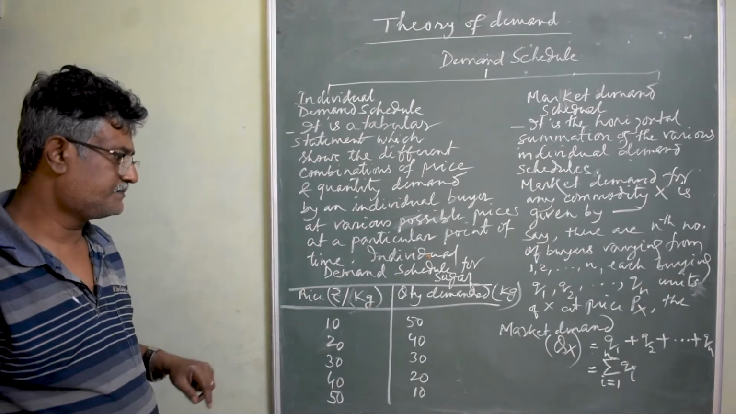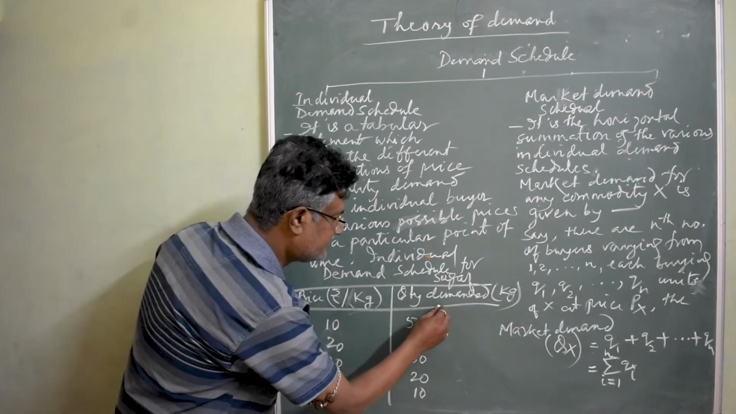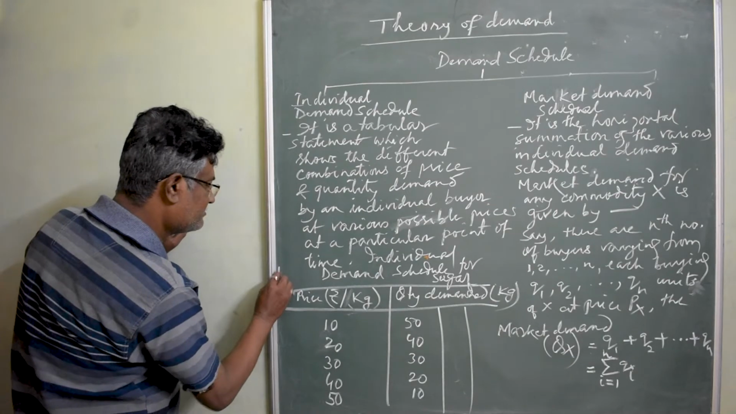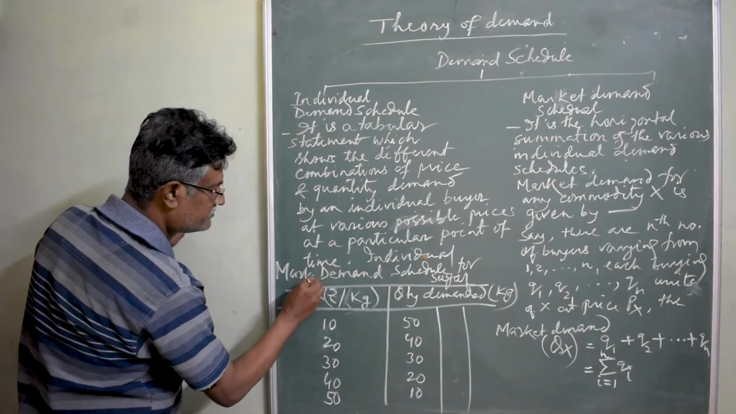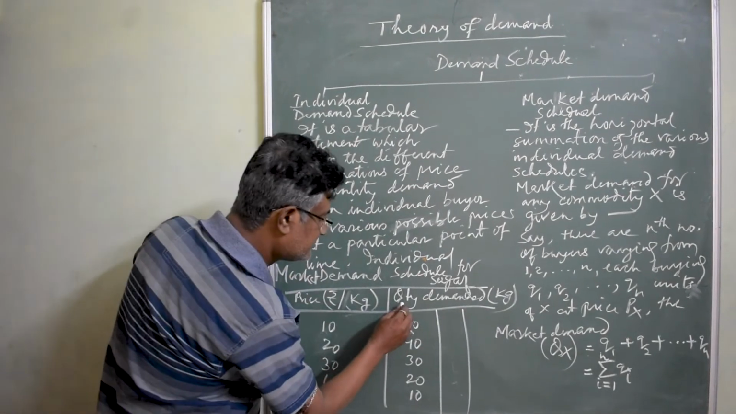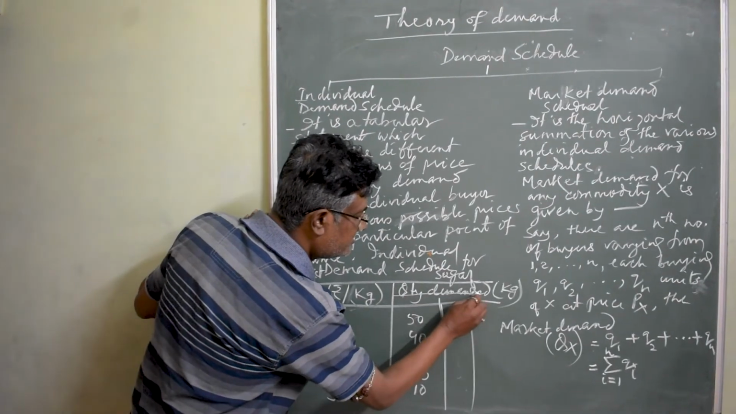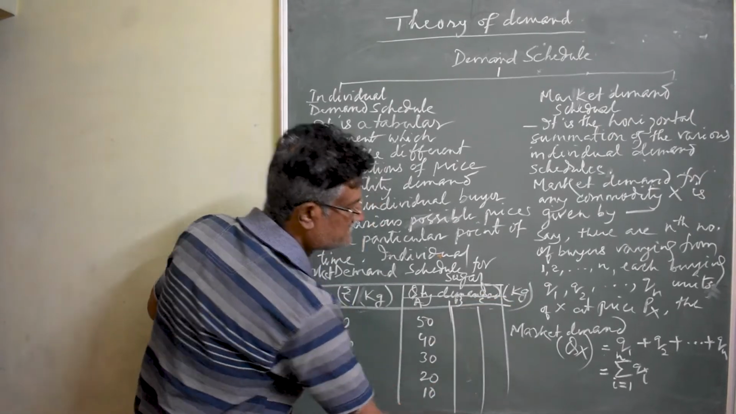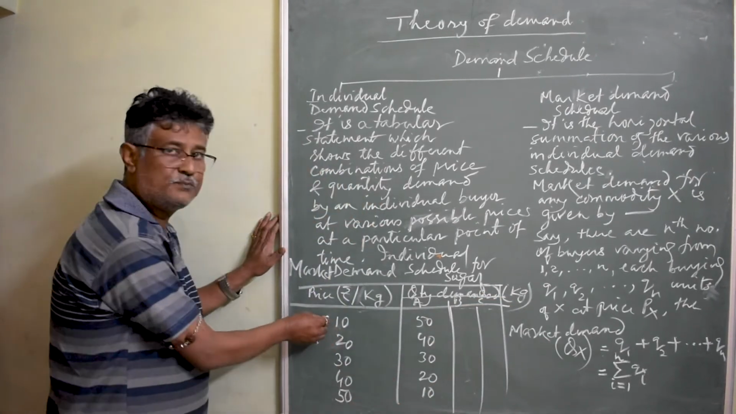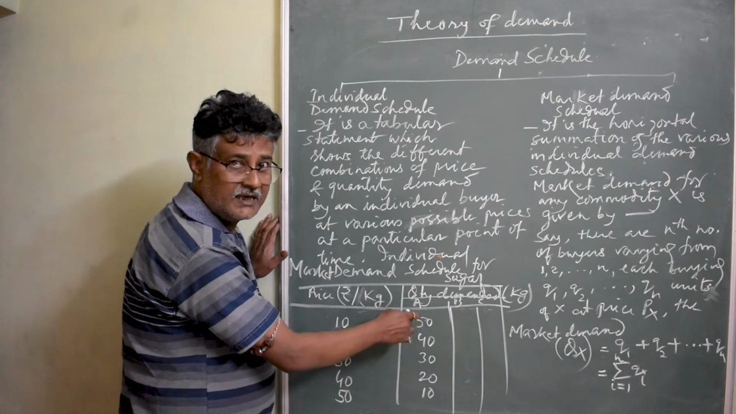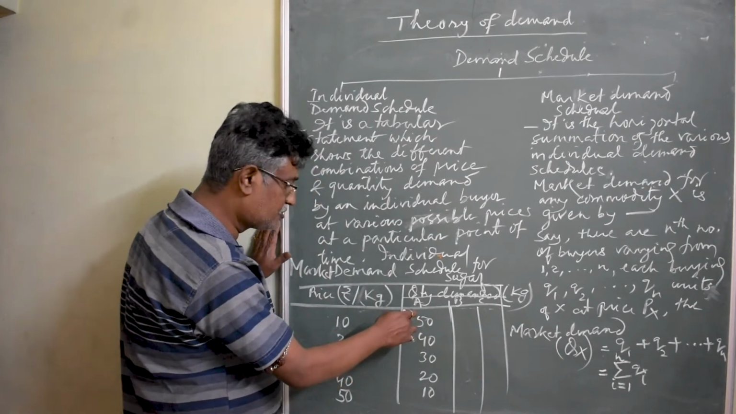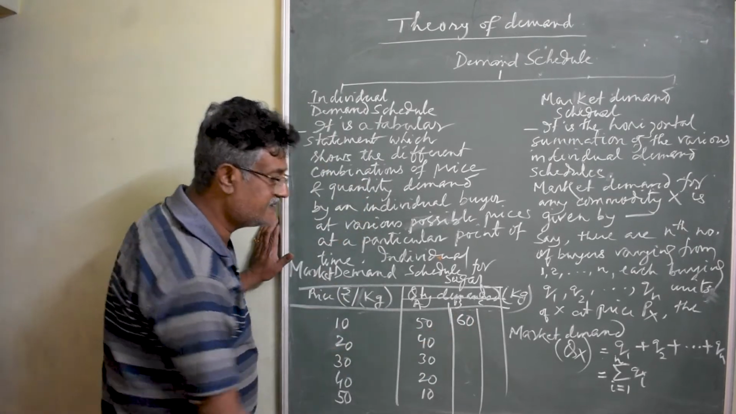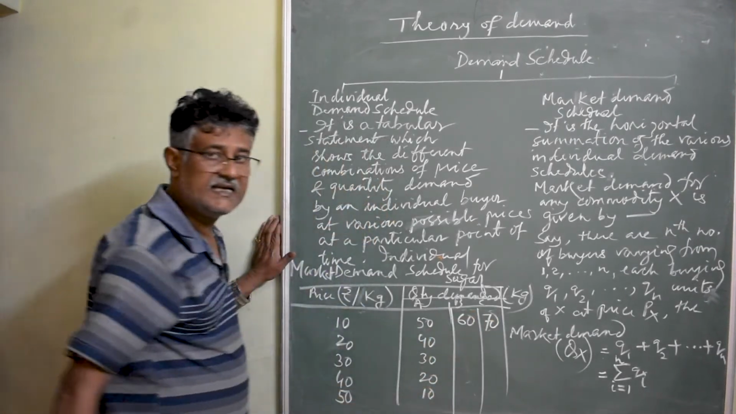Now suppose we are taking that there are 3 individual buyers. This is the market demand schedule. This is buyer A, this is buyer B, and this is buyer C. Now at rupees 10, A might be buying 50 kgs of sugar, B may be buying 60 kgs, and C may be buying 70 kgs.